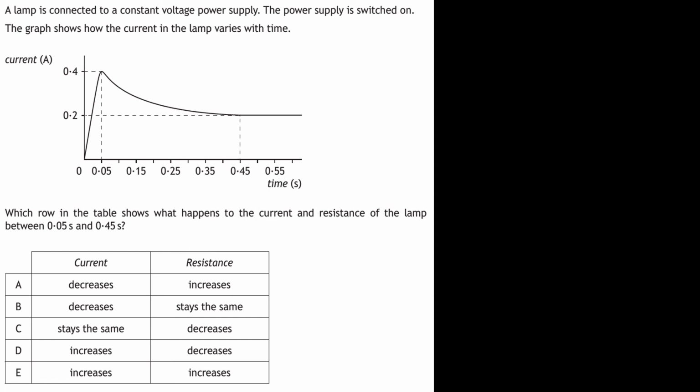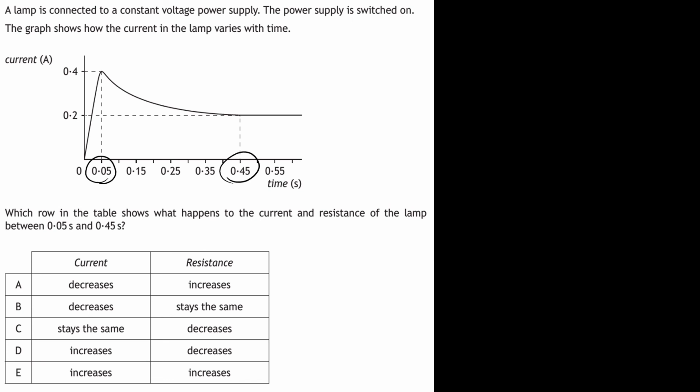In this question, the lamp is connected to a constant voltage power supply. The power supply is switched on. The graph shows how the current in the lamp varies with time. Which row in the table shows what happens to the current and the resistance of the lamp between 0.05 seconds and 0.45 seconds? First of all, it'll be useful to identify our points. So here is our 0.05 seconds, and here is our 0.45 seconds.